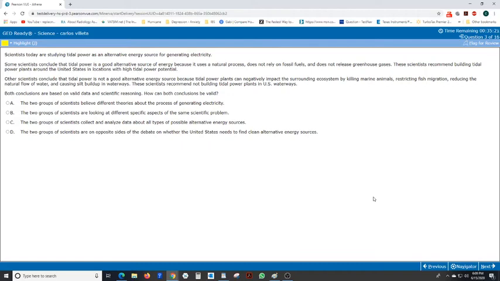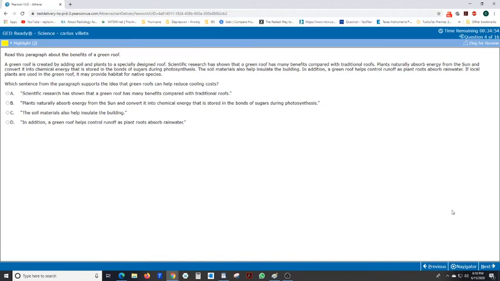And then D, the two groups of scientists are on opposite sides of the debate on whether the U.S. needs to find, okay, it doesn't say that either, because this is just one person looking at the positive aspects of tidal power. The other one is looking at the negative aspects of tidal power. So this is kind of a language arts question is what we have here, okay? So I'm going to go with B, okay? And let's proceed.